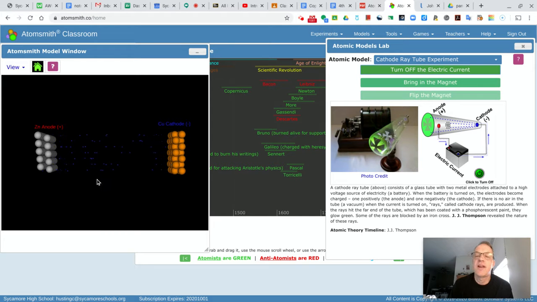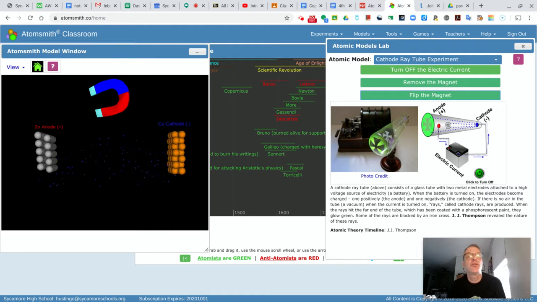And then one of the things that happened was he decided to put a magnet up to it. And when he put a magnet up to it, it would bend that stream, okay? And he could block the stream and all that. And he knew that these things were really small. And if you flip the magnet, something else happened. They would go closer to it. Now, here's the most important thing you need to get down with Thomson.